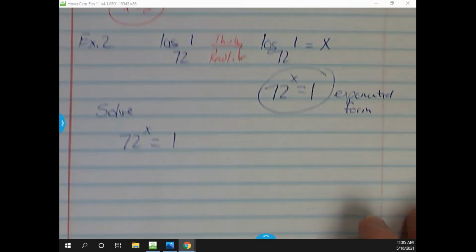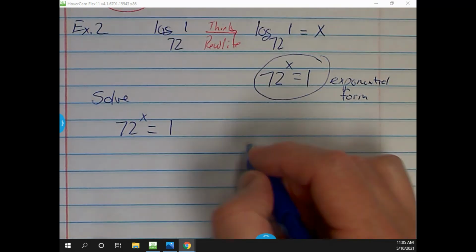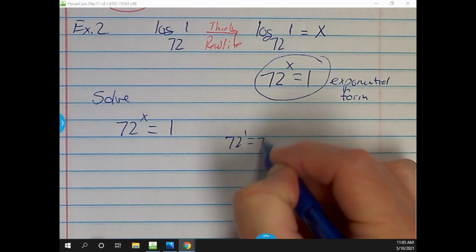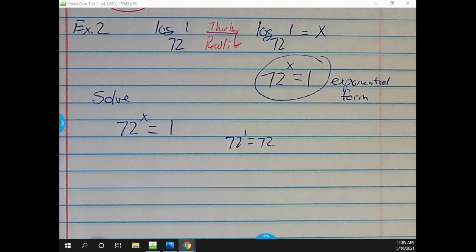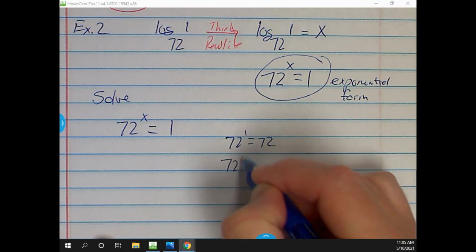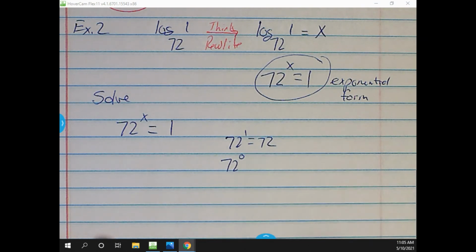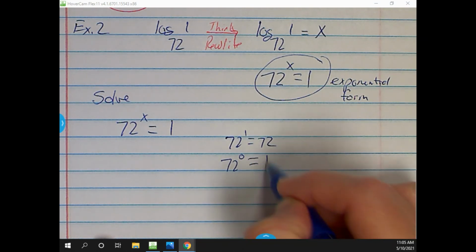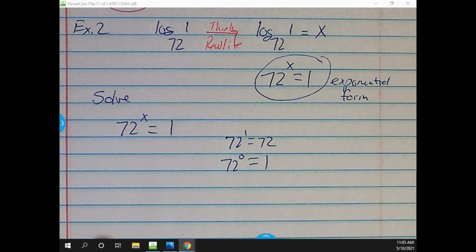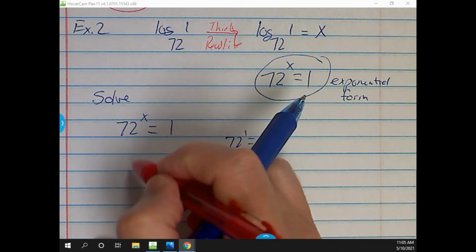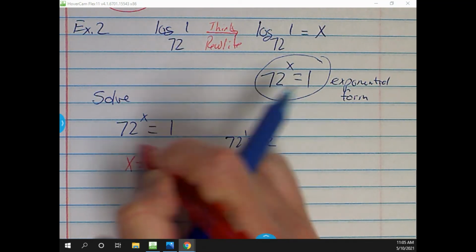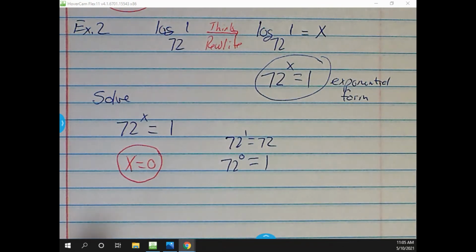And this is, again, where you have to think through the process. If we did 72 to the first power, that would be 72. So we know it's got to be something smaller than 1. And this is where we're just going to know: if you do anything to the 0 power, that's going to equal 1. So in that case, your x would have to equal 0. If you did 72 to the 0 power, that would equal 1. So in that case, x would wind up equal to 0.